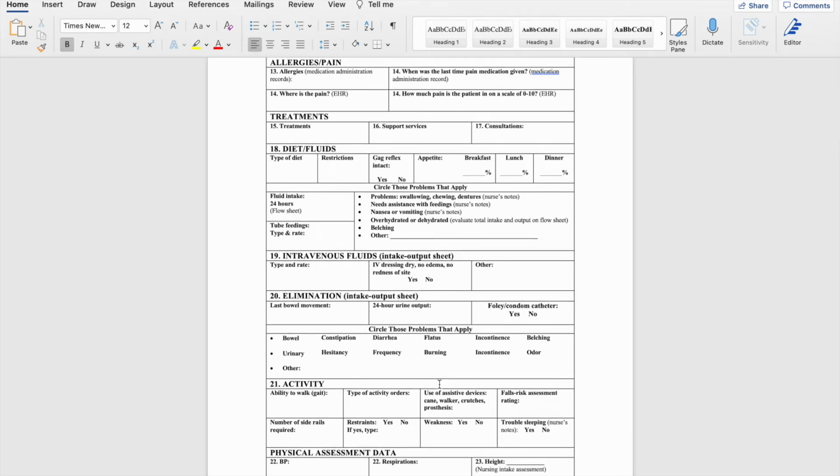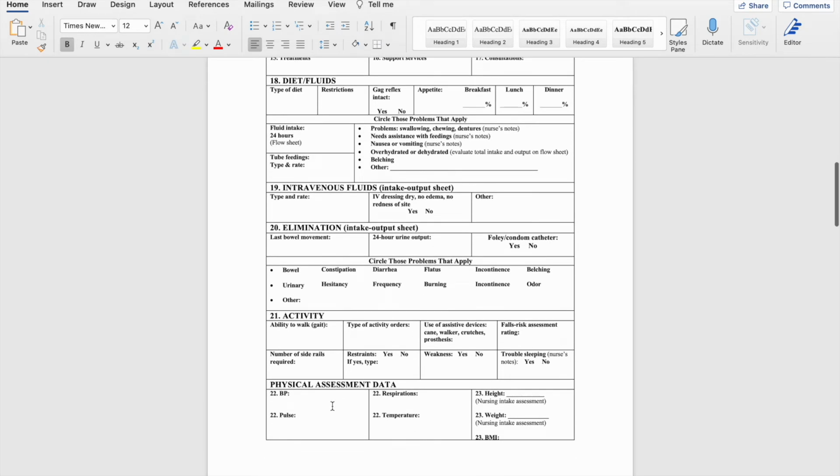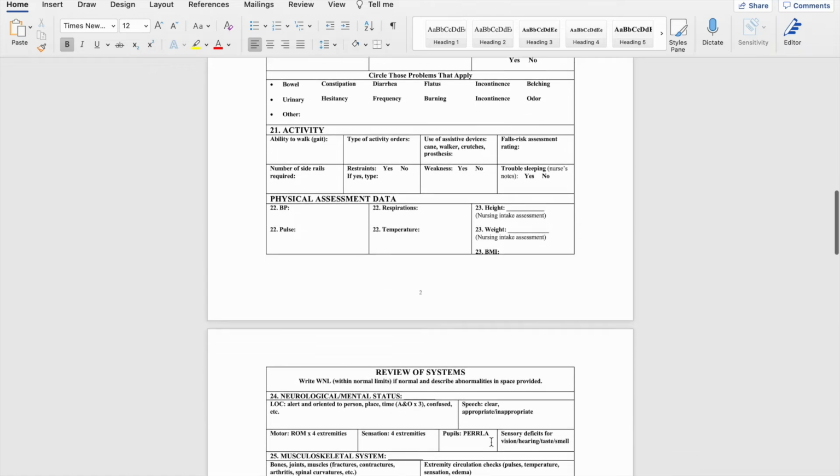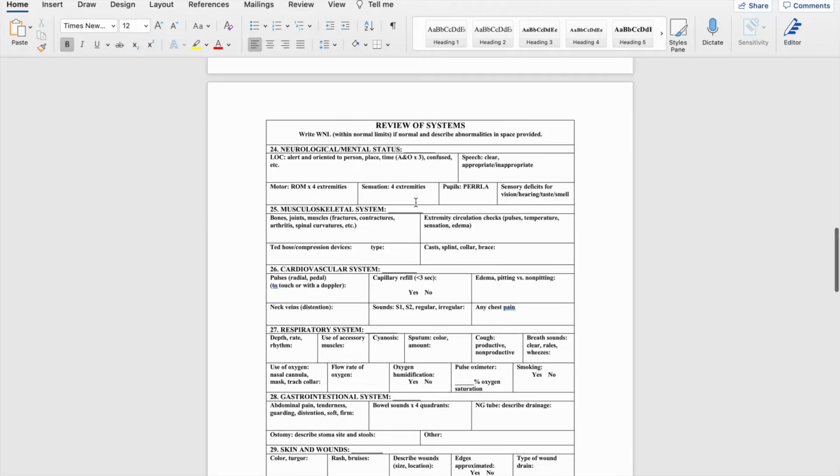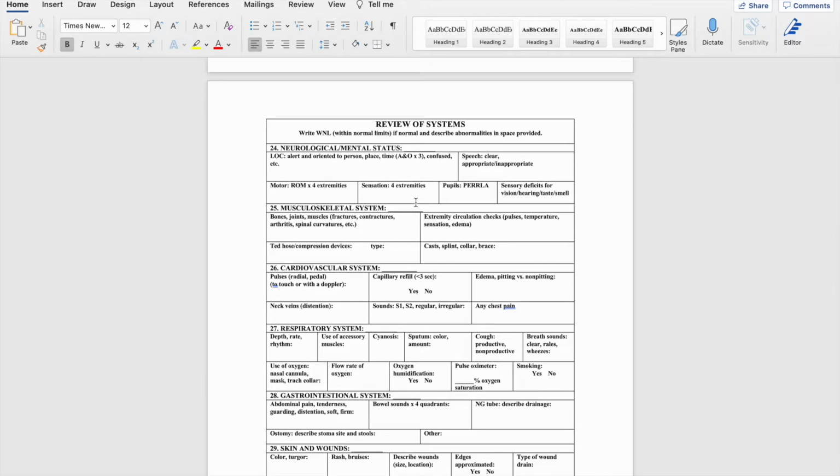And as we see here, you have the physical assessment data. You have the blood pressure, the pulse, respirations, temperature, height, weight, BMI. These are things that, generally speaking, as a nursing student, you'll perform. And then, of course, you have the review of systems, their neurological, their mental status. That's stuff that you also perform in the beginning when you're assessing your patient. In a sense, a neurovascular assessment. You check if they're alert and oriented, can they speak, the range of motions, are the pupils equal and reactive to light.